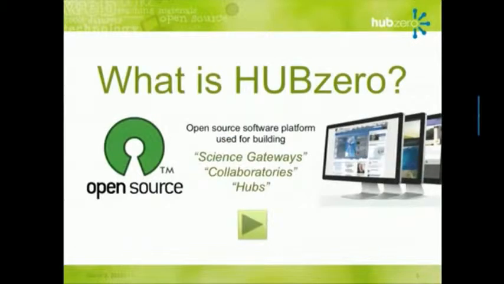So first of all, what is HUBzero? It's an open source software platform that we developed at Purdue over the last decade or so, and people use it to create websites for science. So for research, for education, and for collaborating online. Some people call those kinds of sites collaboratories or science gateways. We just call them hubs because they tend to be a focal point for a community to work together online.